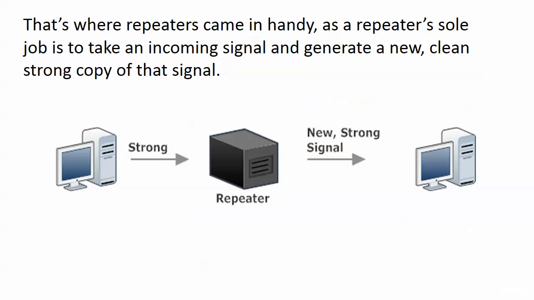And that's the kind of thing where repeaters came in handy to begin with, because a repeater's sole job is to take an incoming signal and generate a new and clean, strong copy of that signal so we could avoid those super weak signals. Now, you're going to see symbols in this course for a router and a switch and a hub here in just a moment. There's really no universal symbol for a repeater, so in case you happen to see one on a Cisco exam, I fully expect it to actually be labeled repeater.